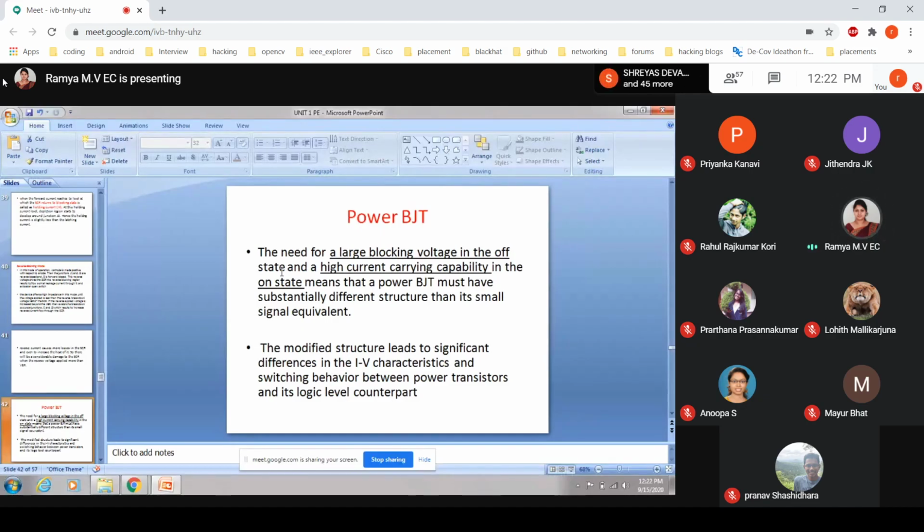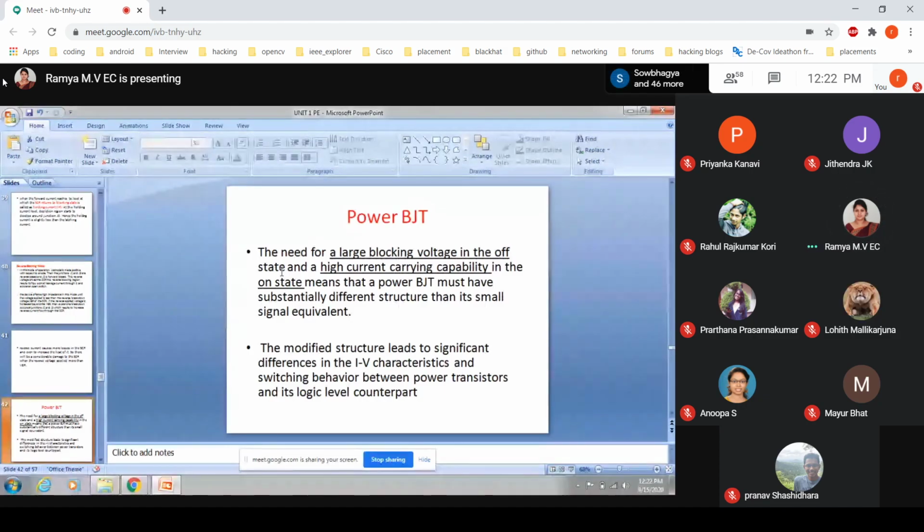BJTs can be used as a switch or as an amplifier. Any transistor can be used as a switch or an amplifier. With respect to power electronics, almost in all cases we will be using the BJT as a switch. We will not be using it as an amplifier, but as a switch in many applications.